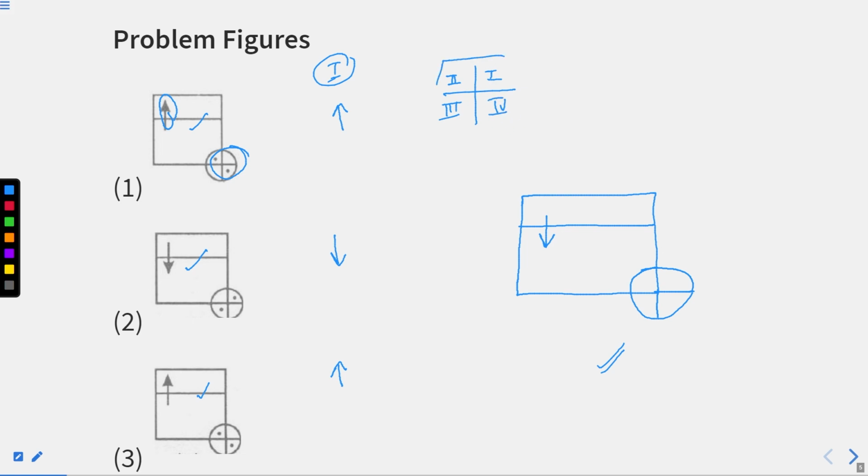Remember this thing for your reference. Whenever I am using the word quadrant, it means the top right is first, top left is second, below left is third, and below right is fourth. I hope you remember this part.